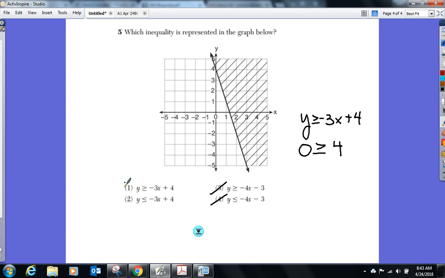So that tells me this is not true. Everyone see this is not true, correct? So is 0, 0 part of the solution? No. So would I want to shade towards 0, 0? No, I would want to shade away. That's why this one would be my choice, because 0, 0 is not a solution.